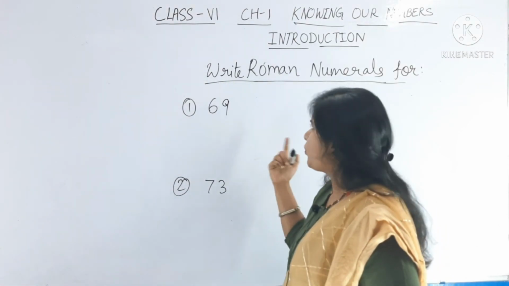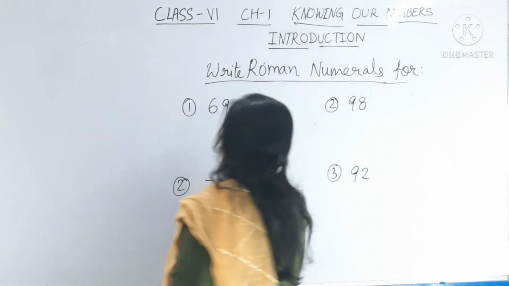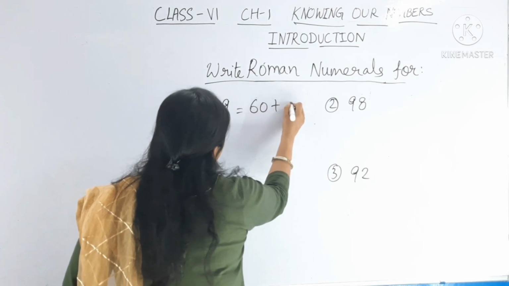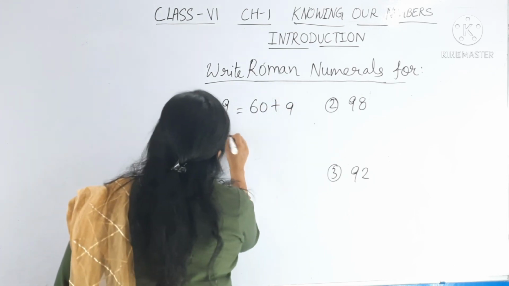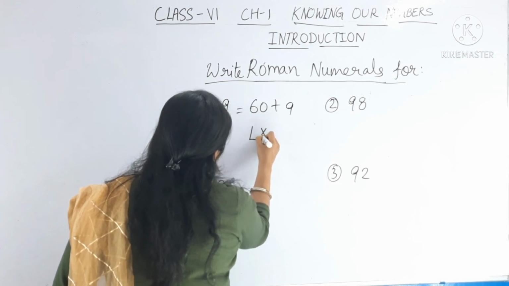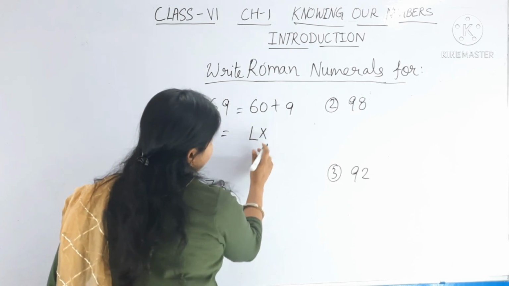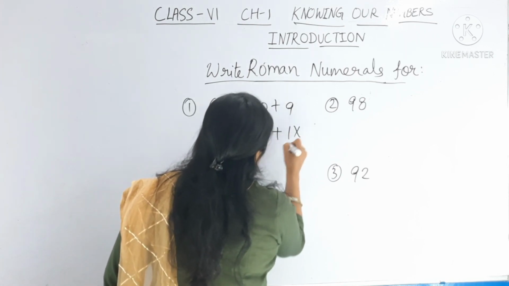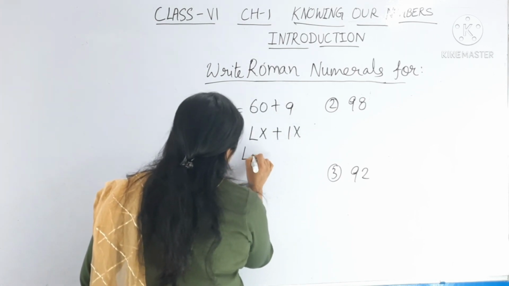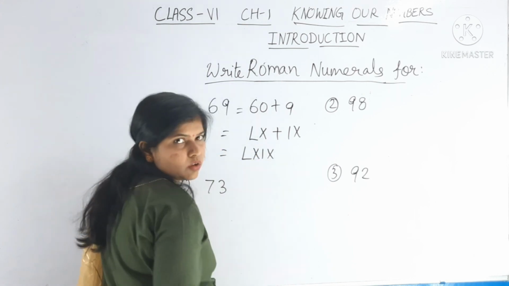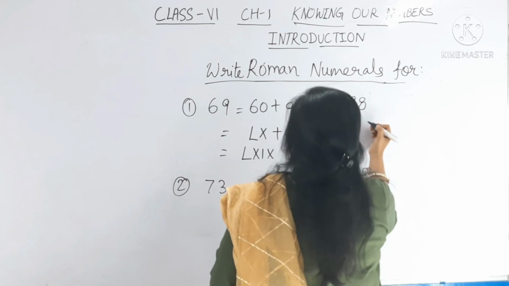How do you write the Roman numerals? 69. You can write 60 plus 9. For writing 60, you can write like this: LX. This is 50, and 50 plus 10 is 60. Plus 9, you can write like this. So how will you write in Roman numerals? LXIX.